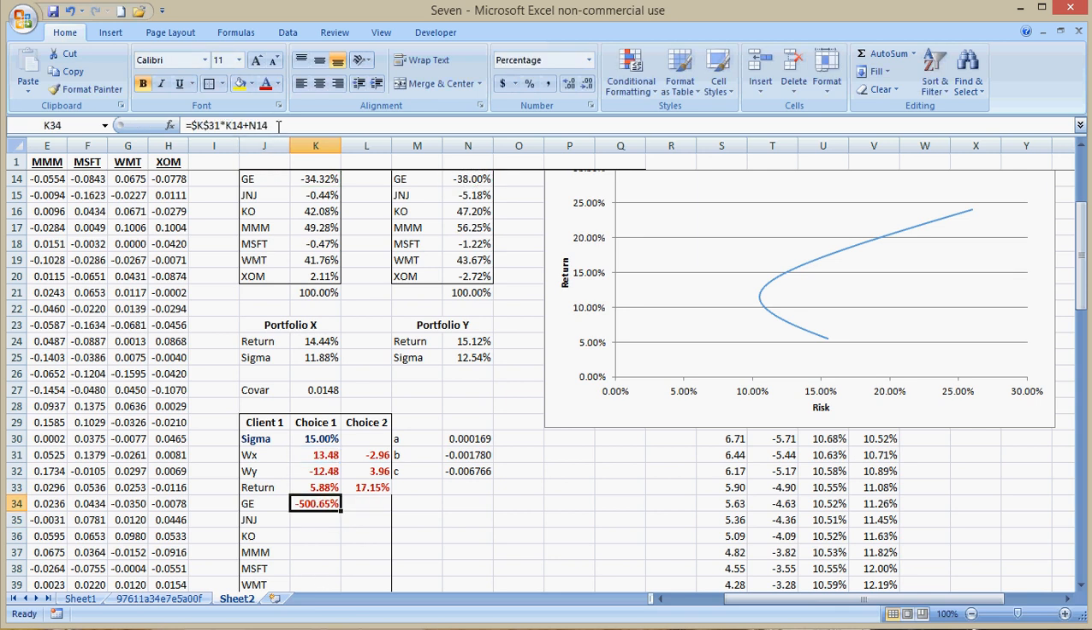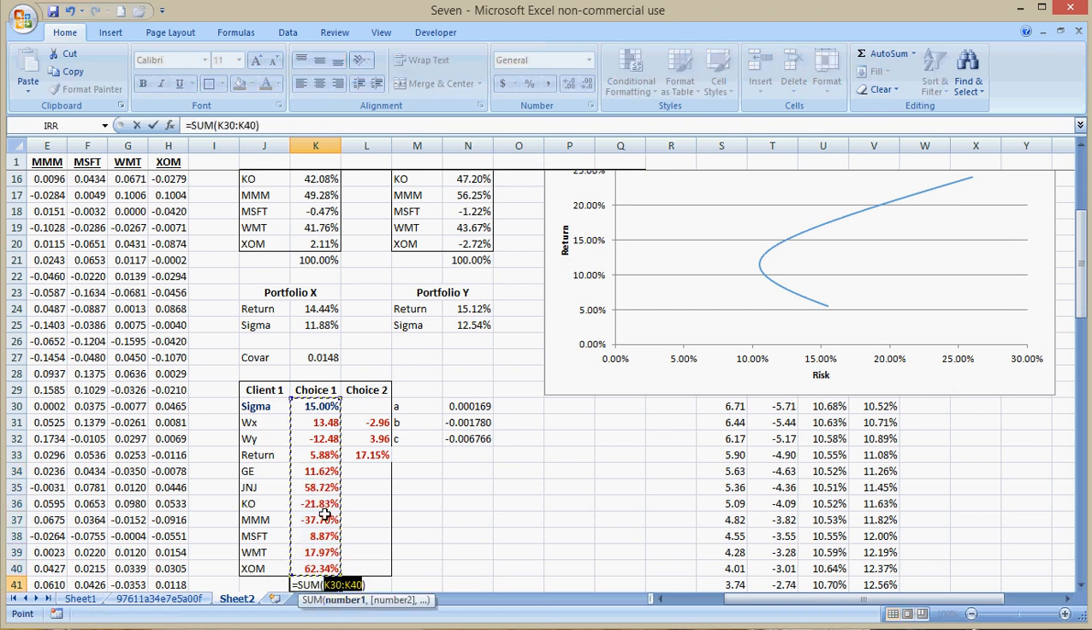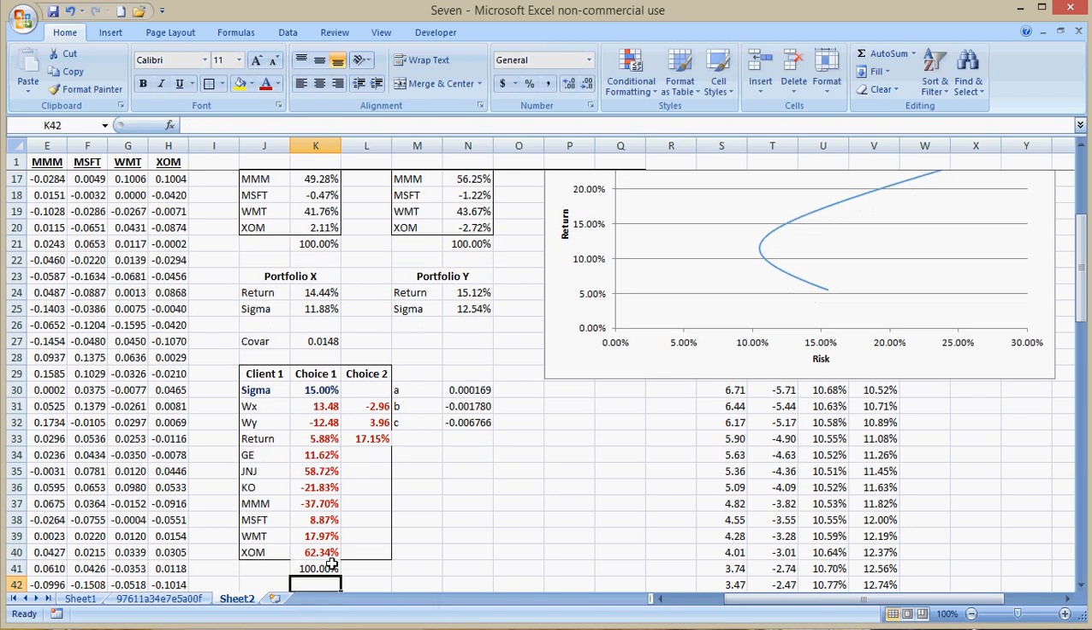And I missed something there. What did I miss? It's going to be the weight in Y, lock that down, times the weight of GE in portfolio Y. Alright, so now copy that down, and Alt equal. Alt equal is going to guess wrong. I want it right there. So that's 100%. And the same thing over here.